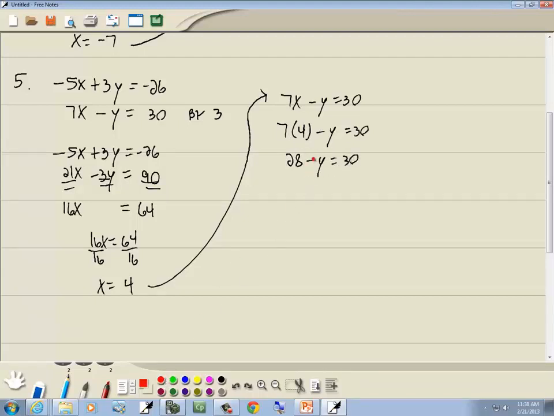Now we want to get y by itself, so I'm going to take this -y to the right side, and I'll take this 30 to the left side. Remember, when you take anything across your equals, the sign changes. So we got 28 minus 30 is equal to y, or y is equal to -2. So our answer is 4, -2.